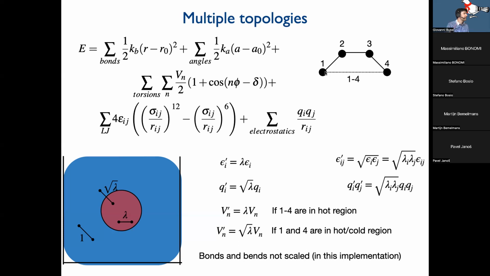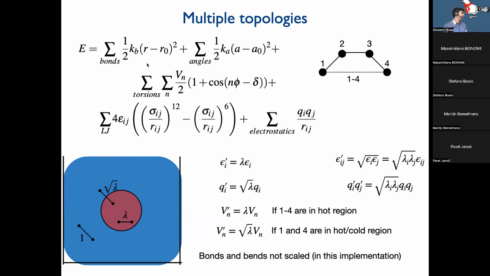And so you have to imagine that these 1,4 atoms are already feeling Lennard-Jones and electrostatic interactions that are scaled down by a factor that is lambda if both atoms are within the hot region, or square root of lambda if one of the atoms is in the hot region and one of the atoms is in the cold region. And so it makes sense to apply the same rule to torsional potentials.